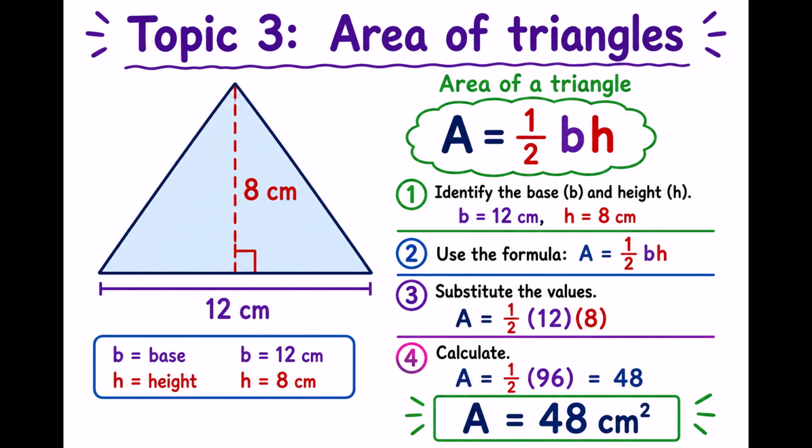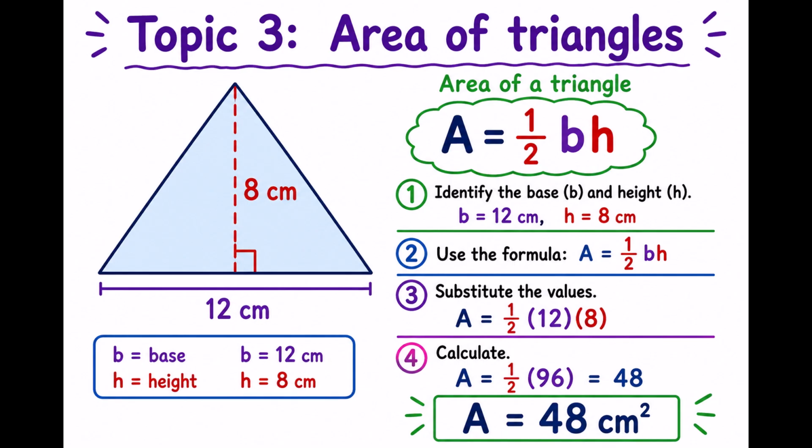This is the formula and how you work out area of a triangle. A equals half BH. First, we need to identify the base, which we call B, and height, which we call H. B in this triangle is 12 centimeters. H in this triangle is 8 centimeters.